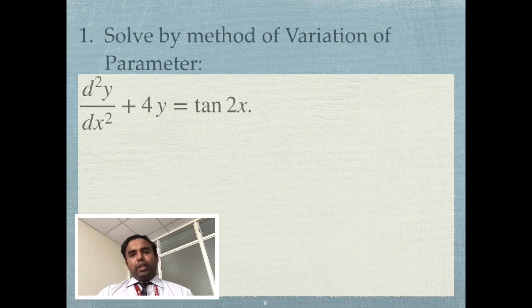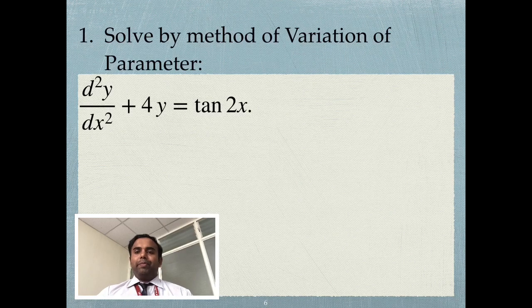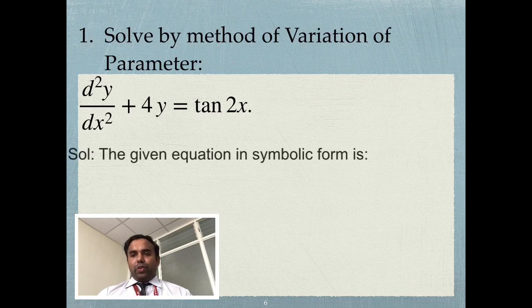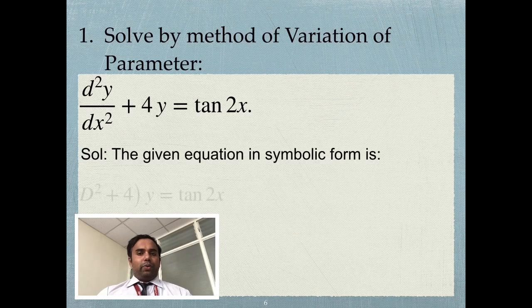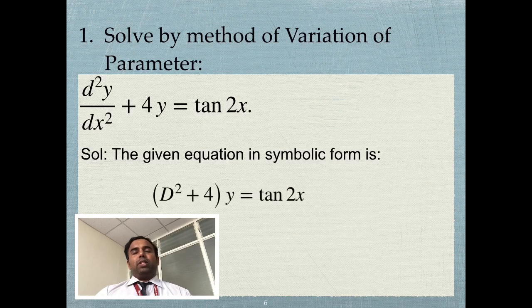Now in the next stage, we will solve a problem using the method of variation of parameters. In the first case, I am considering d square y by dx square plus 4y is equal to tan 2x. Previously we have not seen tan 2x appearing in any of the non-homogeneous problems.